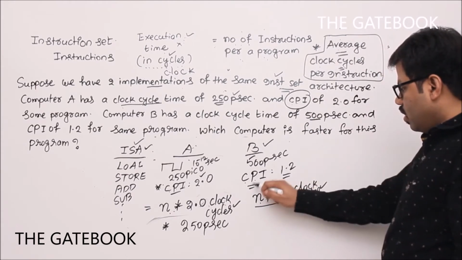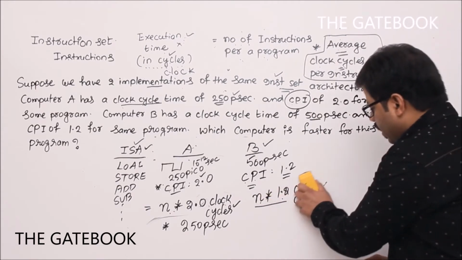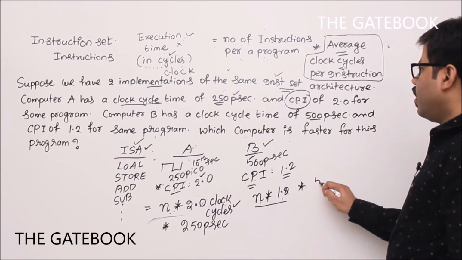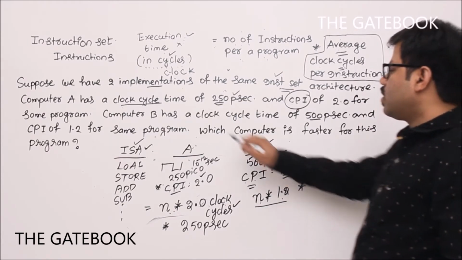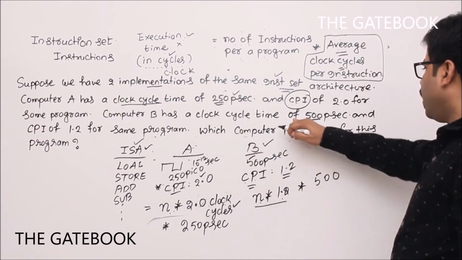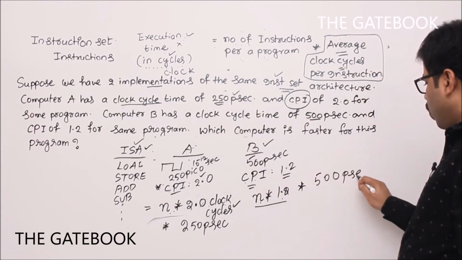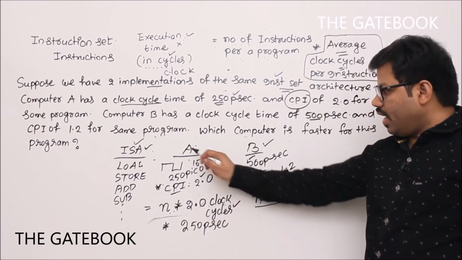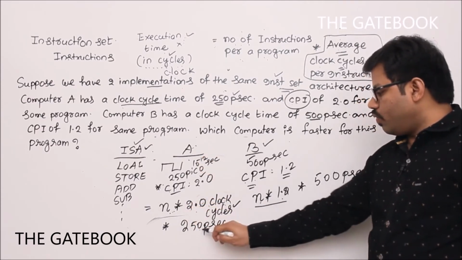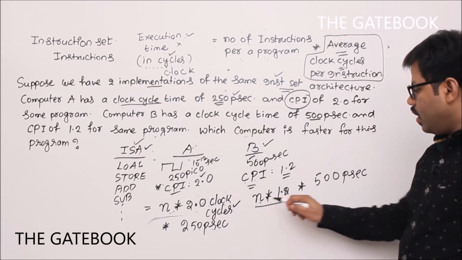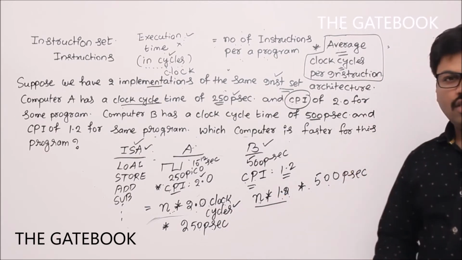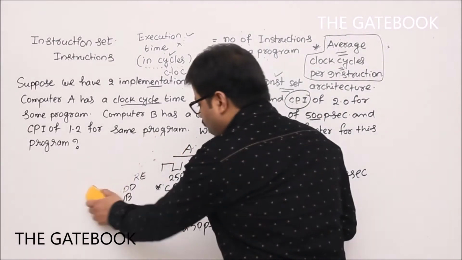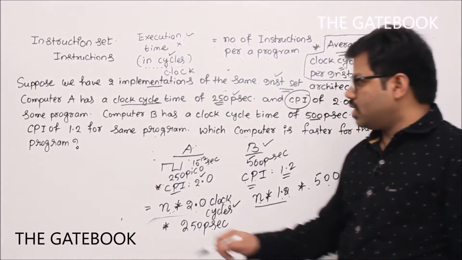Now here n into 1.2 into clock cycle. Each clock cycle takes how much time? It is 500, right? Computer A has clock cycle 250, computer B has 500 picoseconds. Now finally you have complete measurements in seconds. So A takes n into 2 into 250 picoseconds, B takes n into 1.2 into 500 picoseconds. When you have execution times, we can find out what? Performance, right? Let us compare the performances.